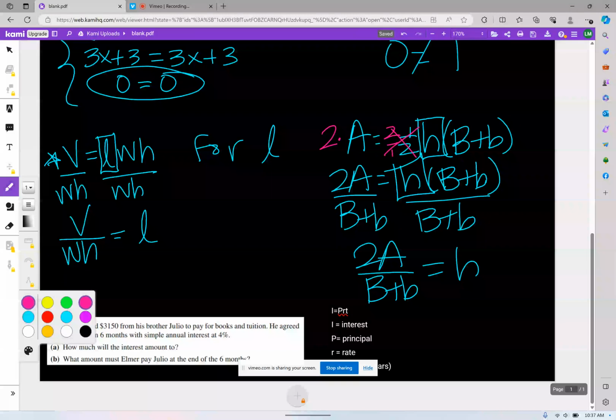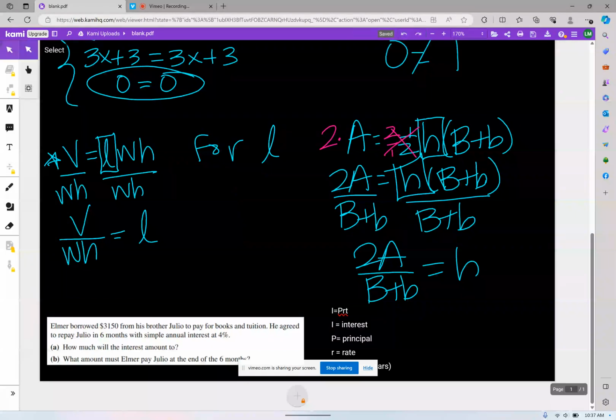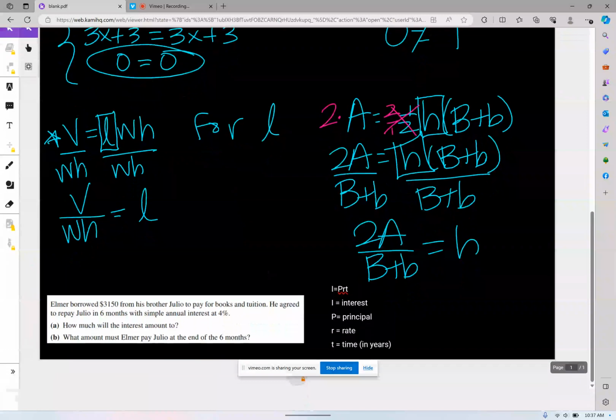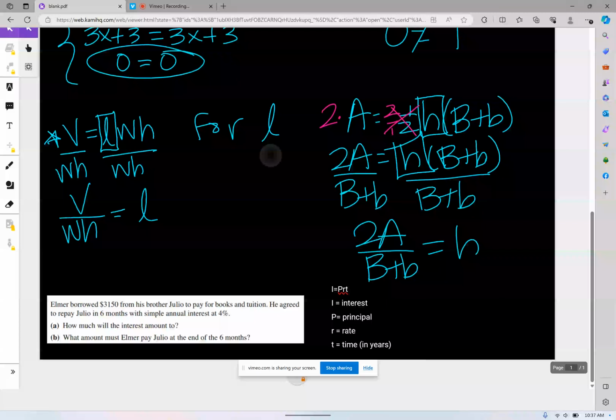All right, last question. I'm going to leave this one to you, and we'll talk about it when I see you again. So, application problem at the bottom. Elmer borrowed $3,150 from his brother to pay for books and tuition. He agreed to repay him in 6 months with simple interest at 4%. So my equation is interest equals principal times rate times time.